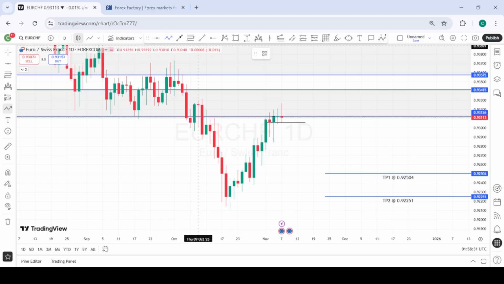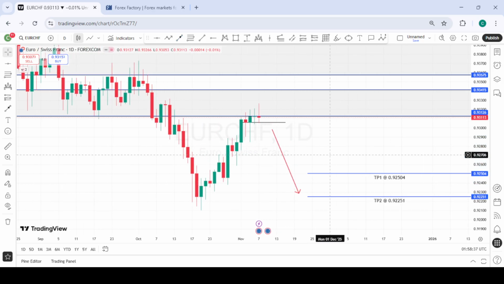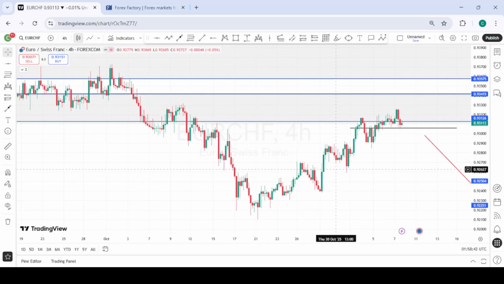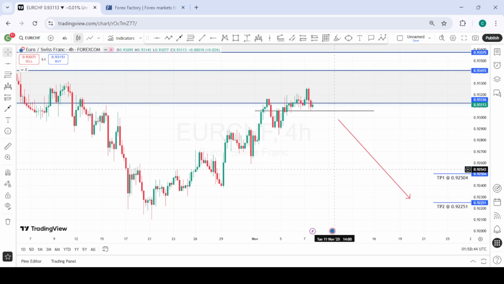So these are going to be our various targets if we get a selling opportunity at this very first zone we have at the top. So let's look out for it. Let's look out for the sales on EURCHF. So let's allow price to develop more, then we can take our decision.